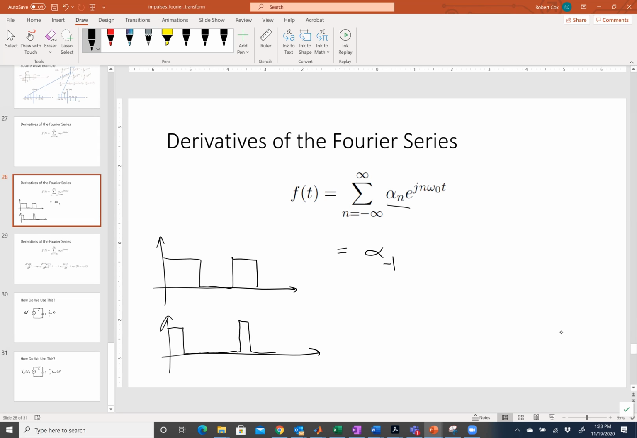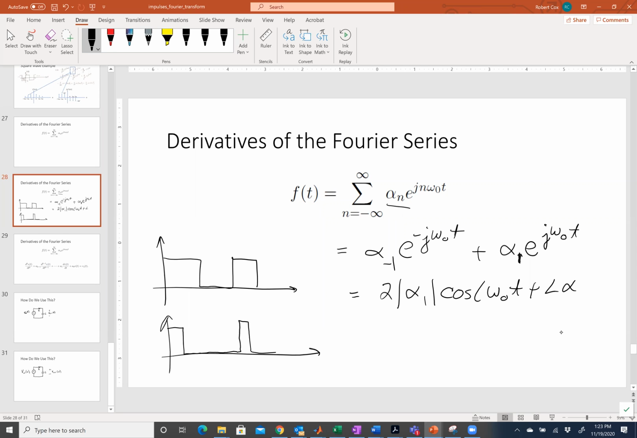If I had a single sine wave, this guy would be alpha minus 1 e to the negative j omega naught t plus alpha 1 e to the j omega naught t. This guy would be 2 magnitude alpha 1 cosine of omega naught t plus whatever the angle of alpha 1 is. So if I had a single sine or cosine wave, I could represent it as a vector moving in the complex plane in the negative direction and a vector moving in the positive direction. The alpha values tell me how much of each of those things I need to put in to create that waveform, okay?